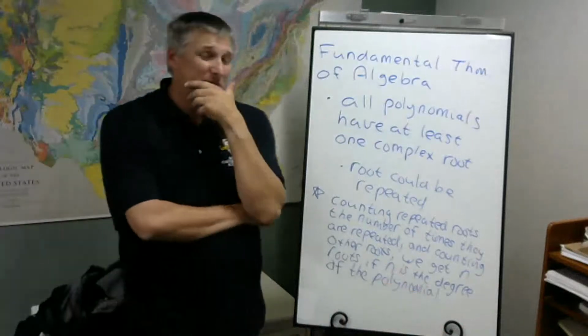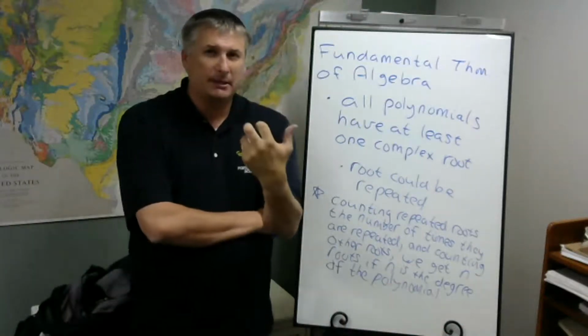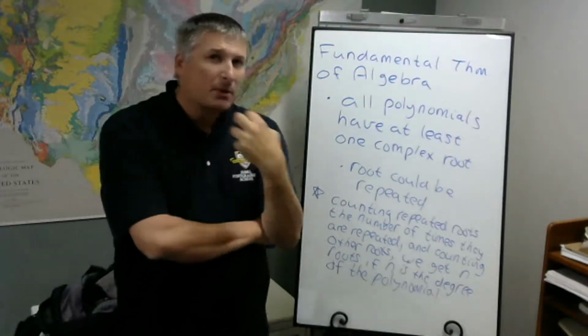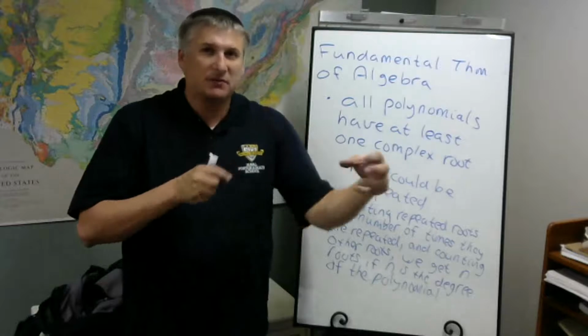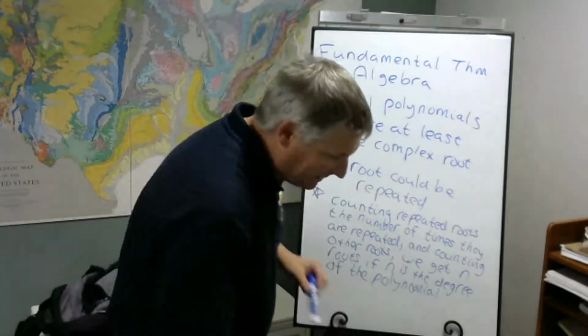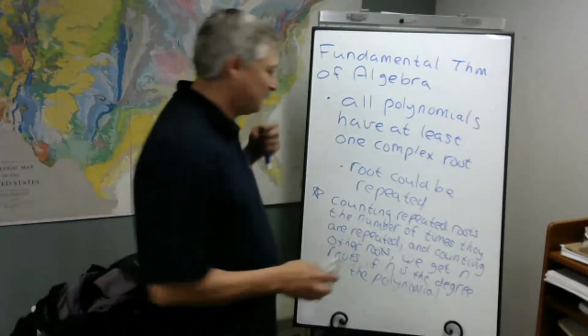So what it's saying is this. If you have a polynomial of degree n, you will have n roots. Now, some of those roots might be just repeats of the same number, but you're going to have n roots no matter what. So let's say you could get a situation, say, like this.